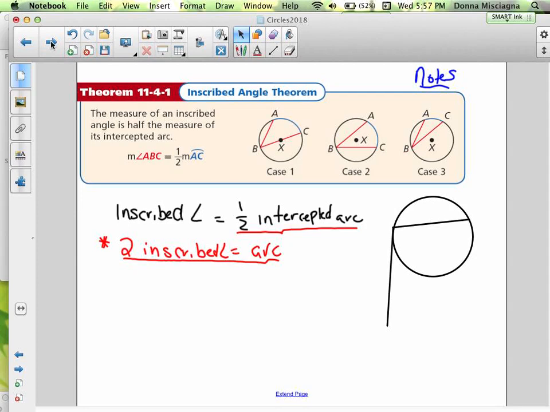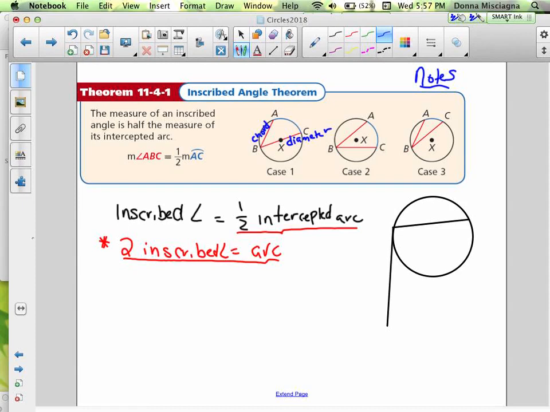So here we have an example. In case 1 here, BC is a diameter of a circle, and AB is just a chord. Now remember that the diameter is the largest chord in a circle, so this is still 2 chords creating the inscribed angle. It just happens to be that one of those chords is the diameter.